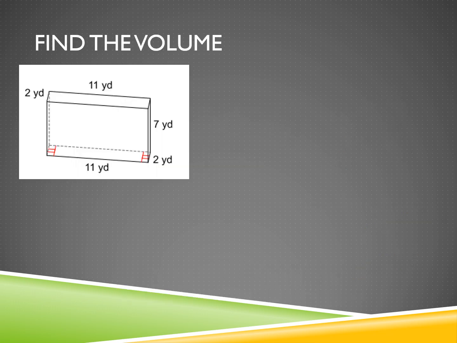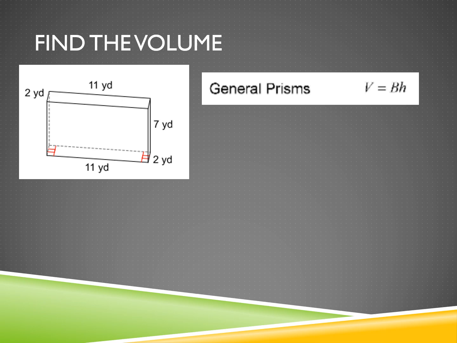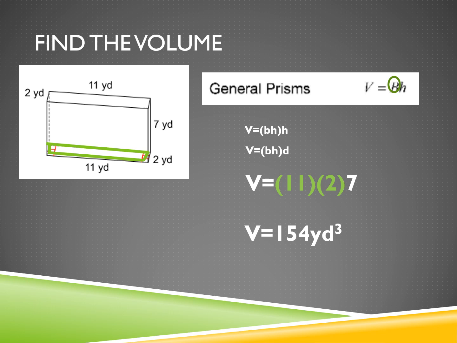Okay, so let's do an example. So here's our first one. As you can see, it is with our general prism. So we have to find the area of the base times the height here. Again, capital B means area of the base. So as you can see that we have to find the area of the green rectangle that is there. So plugging that all in, we know that it's 11 times 2 times 7, and put that all into the calculator, and make sure that when you label it is yards cubed, not yards squared, because volume is cubed.